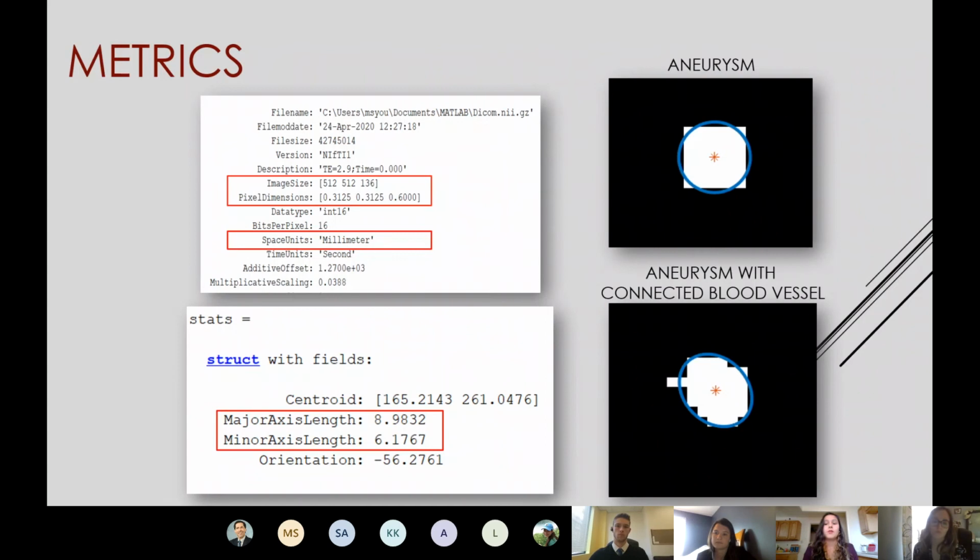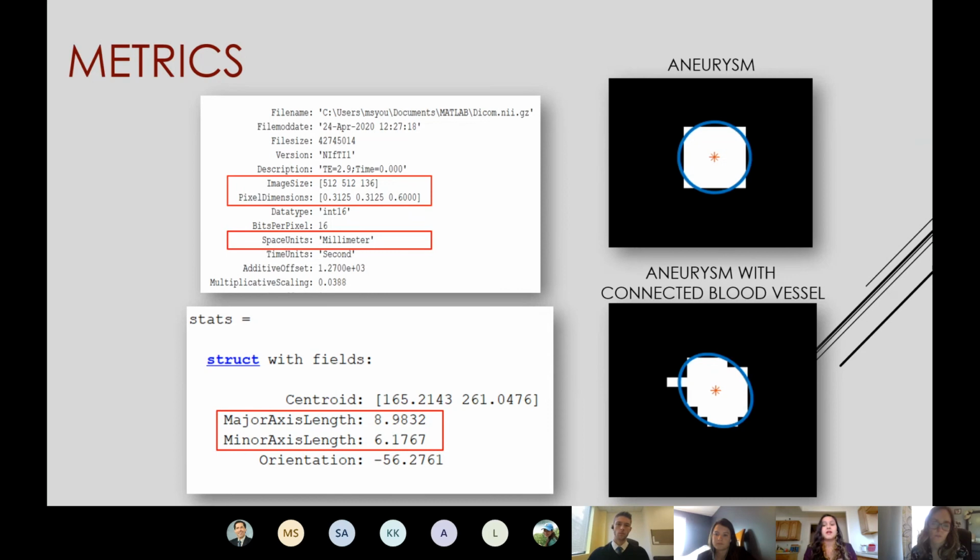So we use a function called regionprops, and regionprops allows us to analyze a binary image, all the white spaces in a binary image, basically. And what we used from regionprops is information about the centroid, the minor and major axes lengths that form an ellipse, as well as the orientation of both of those axes. This information is used to create an ellipse around the masks to give us the information we need to find the largest length of the blood vessel and the aneurysm.